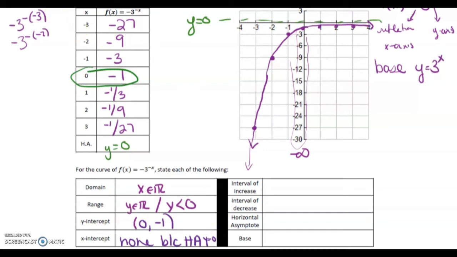Okay. Interval of increase. If we read from left to right, we actually increase the entire time. It looks to level off here, but it's actually still increasing. It's increasing so slowly, but it's increasing on every single number and never decreasing. With exponential functions, again, it's going to be one or the other. Horizontal asymptote is y equals 0. And this time our base function is 3 to the x, so we have a base of 3.